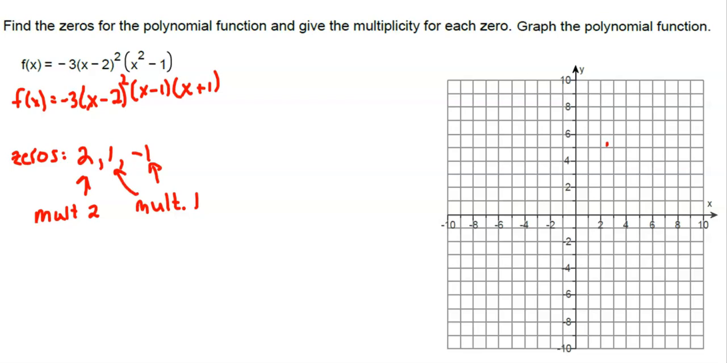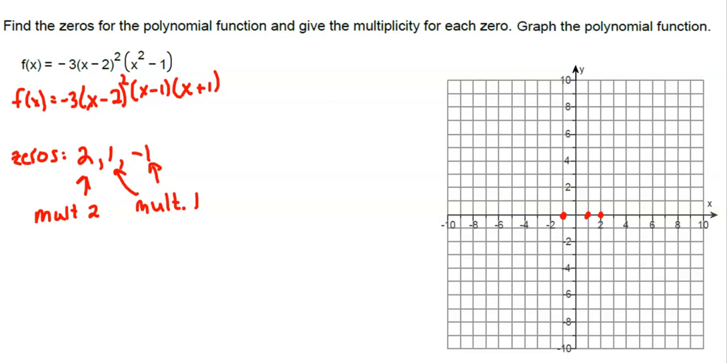Now let's graph the function. So there's a couple of things that we need to look at in addition to what we found already. Let's go ahead and graph the zeros, because those are the places where our function's going to either touch or cross the x-axis. So we know we have a 0 at 2, we have another one at 1, and we have another one at -1.